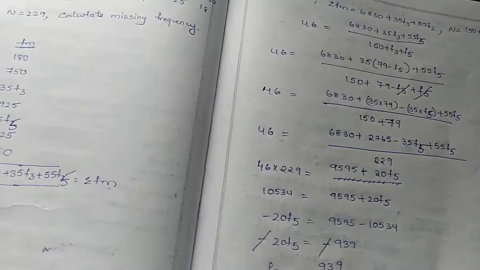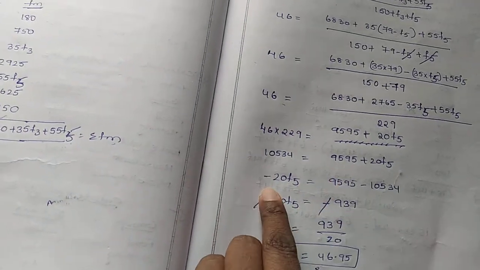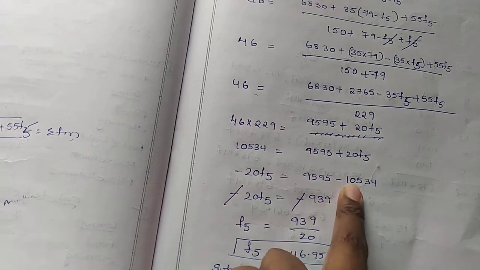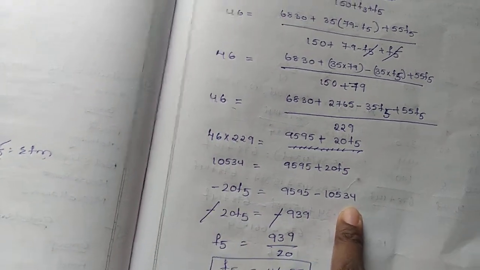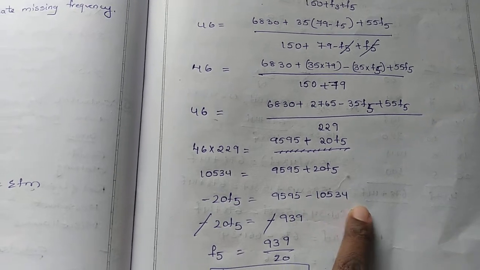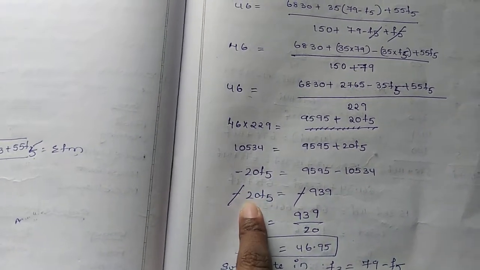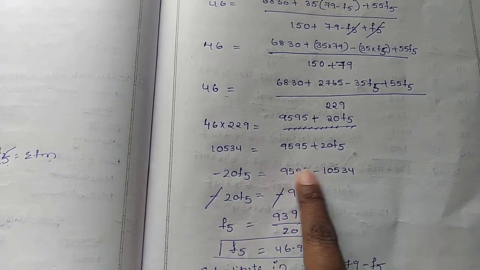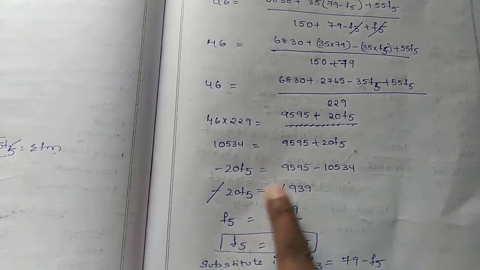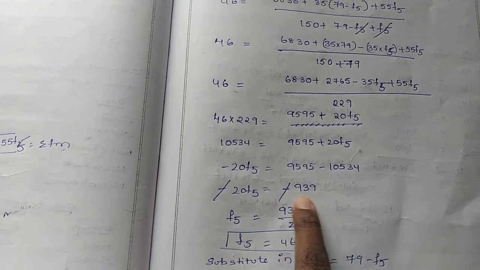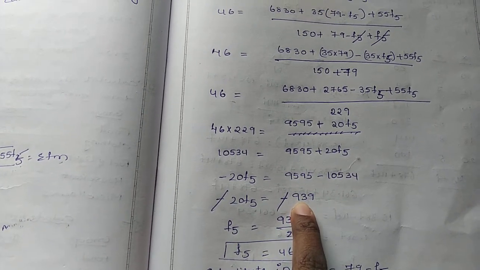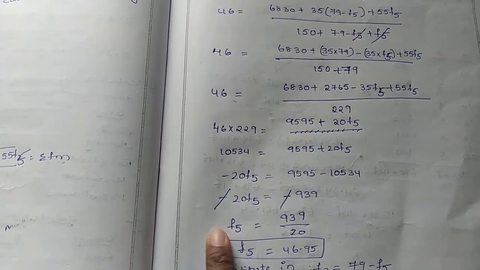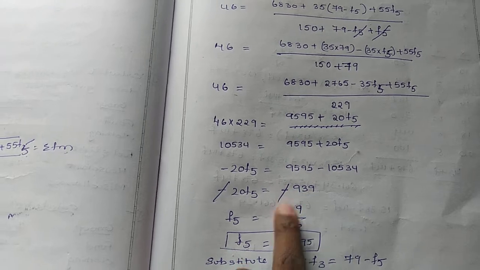Now this 20 F5, bring this side. Then how much will you get? Minus 20 F5 is equal to 9595. This 10,534, bring this side. Here plus is there. After bringing this side you will get minus 10,534. Now minus 20 F5 as it is, you write. Afterwards here you have to subtract, because the minus value is more, we have to take the minus value. After subtracting, how much did we get here? 939. Minus cancel, minus cancel. So F5 is equal to 939 divided by 20.